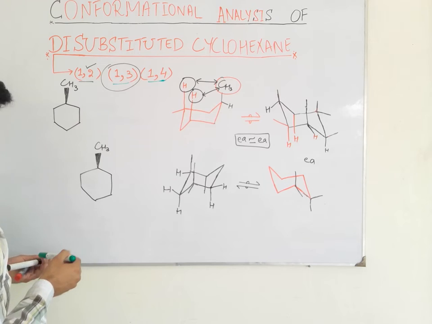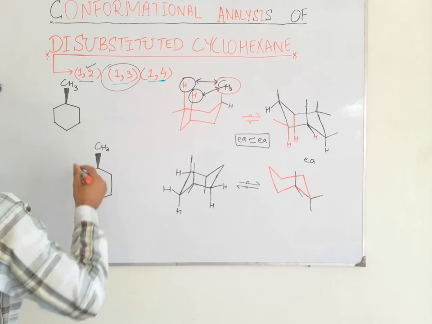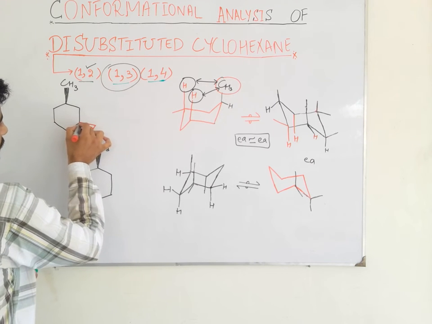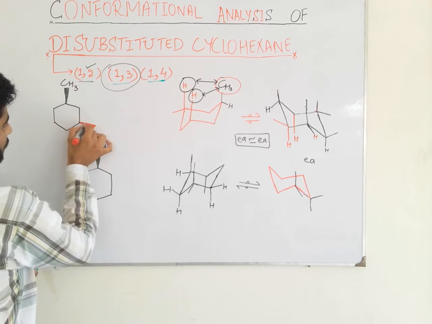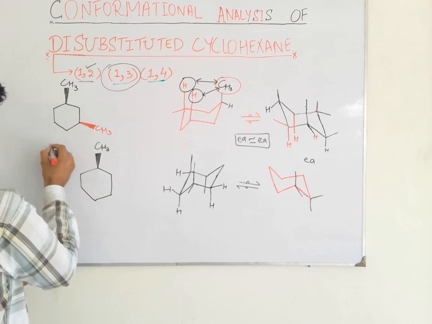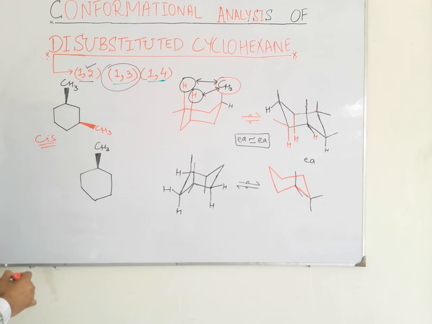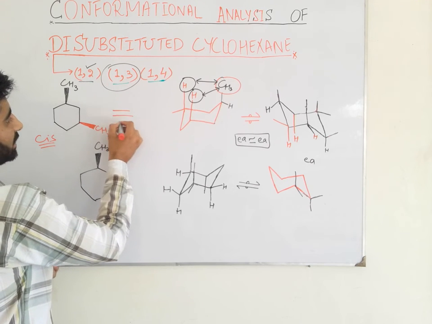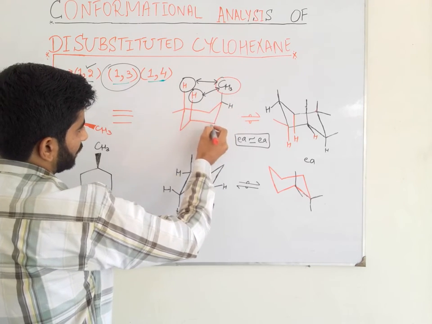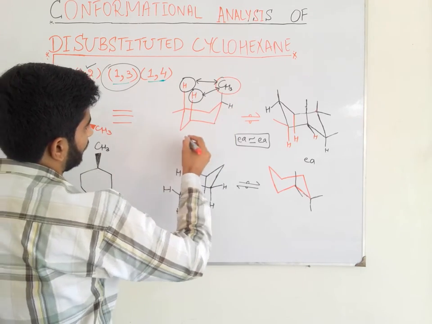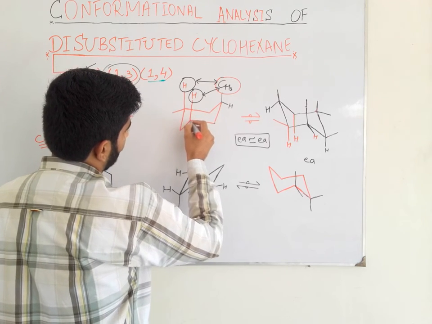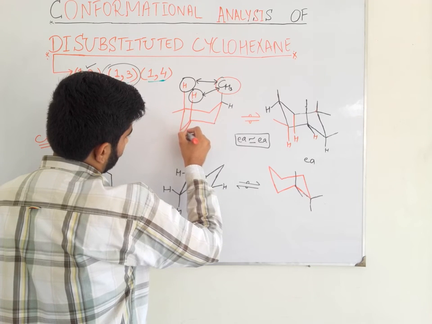1,3-disubstituted cyclohexane. So this is 1, 2, and 3. And both methyl groups are represented by the wedge bond. Both are above the plane, so it is our cis 1,3-dimethyl cyclohexane. And in chair conformation, there is a methyl group at carbon number 1, 2, and 3. And at 3, we will observe that this is the axial up and equatorial down.